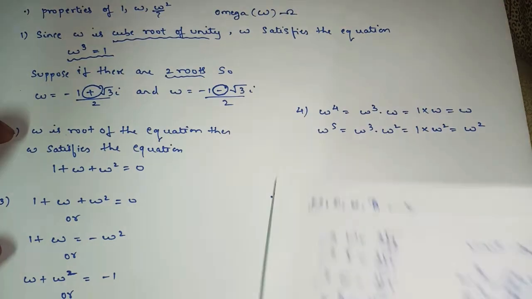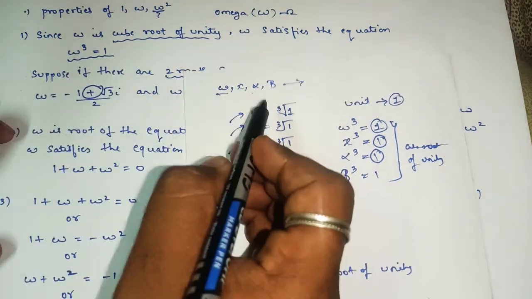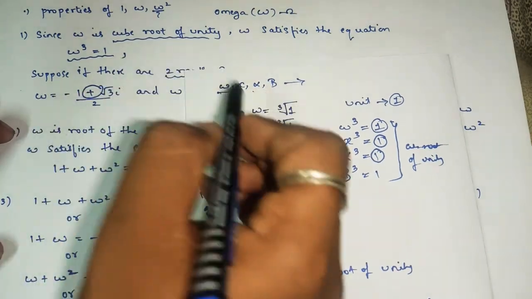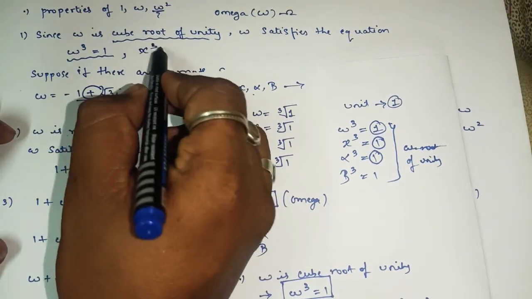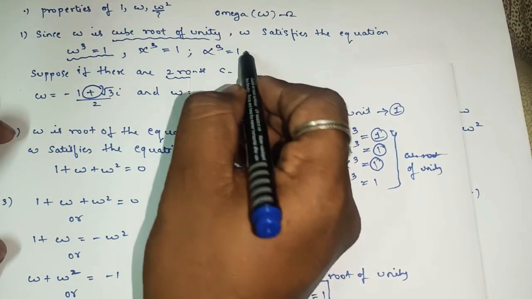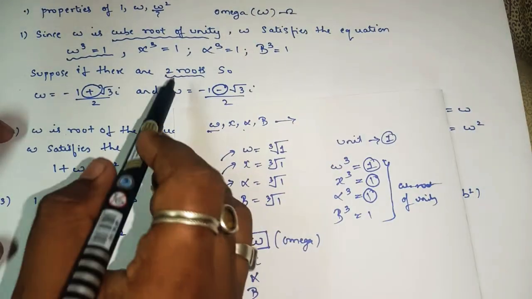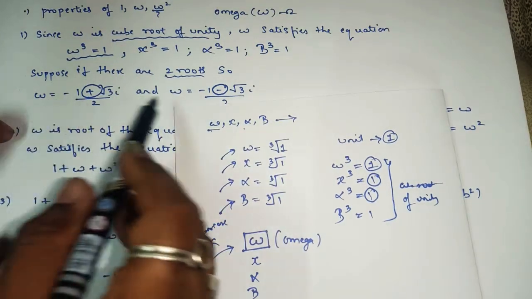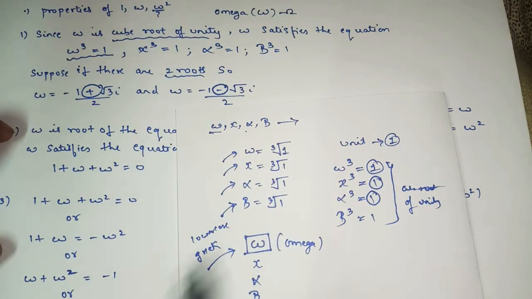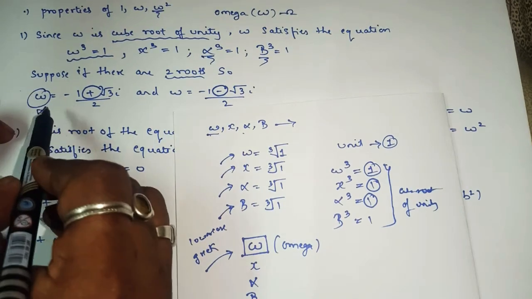Okay, so now suppose this omega is replaced by the letter x, or by alpha, or by beta. Suppose it is replaced by x, so it will be x cube equals 1. If it is replaced by alpha, it will be alpha cube equals 1. If it is replaced by beta, it will be beta cube equals 1. Its two roots will be what? In place of omega it will be x, if it is alpha then it will be alpha, like that. But here these are the roots, so we can consider the first part as alpha and the second part as beta.